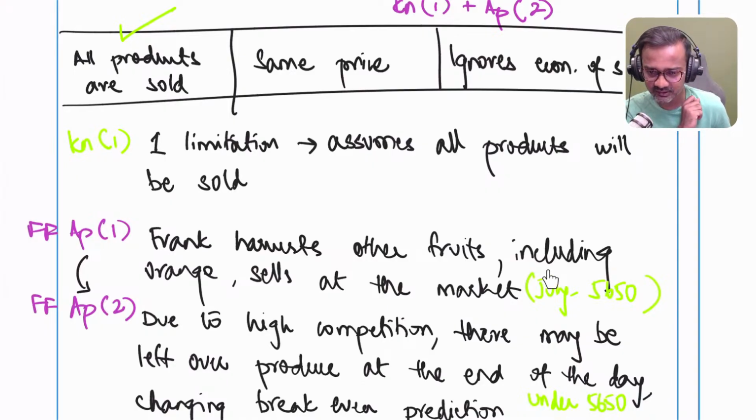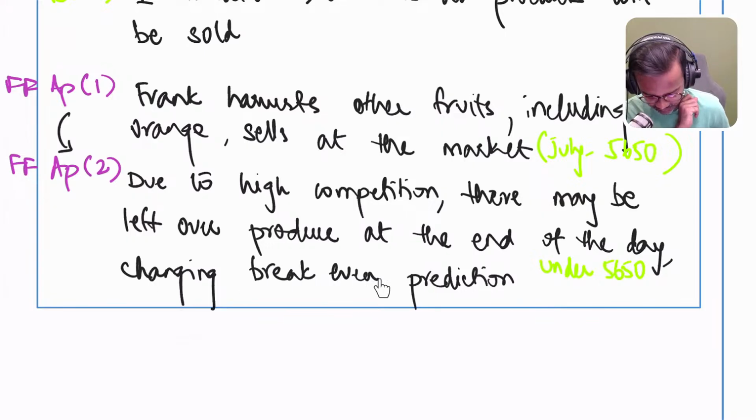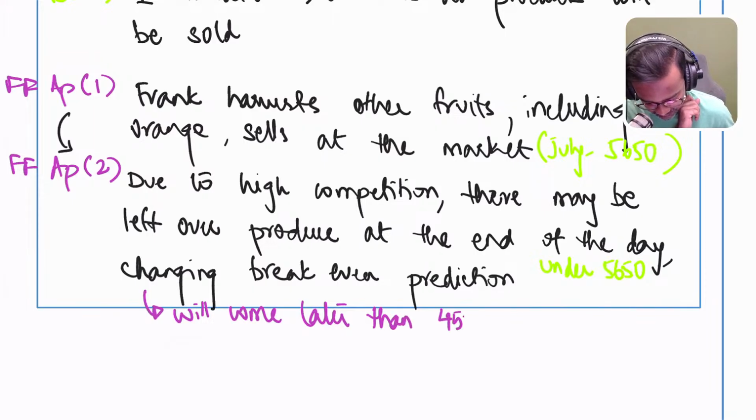Here I made the connection with these, right? Oranges, the target of 5650, the break even prediction of 4500. That's where the connection is. For example, in this part here towards the end, changing the break even prediction, you could also mention here that your break even will come later than 4500 oranges. Okay, so with those numbers, with the reference to the type of product, that's where you make the connection.